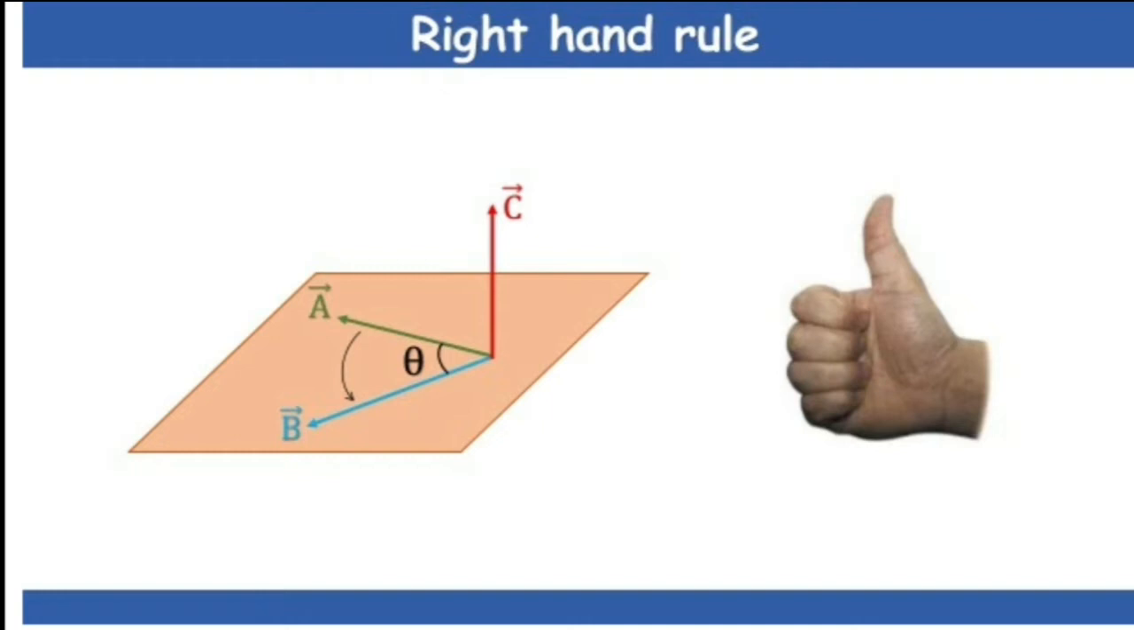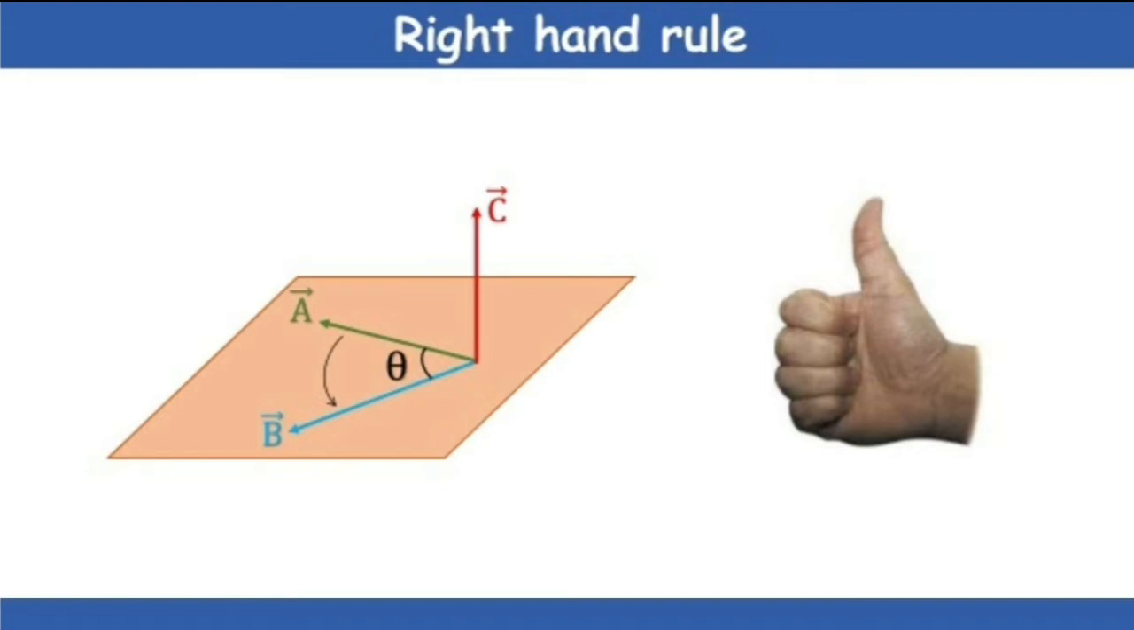If we find vector B cross vector A, in that case we have to sweep the fingers from B to A. In that case, thumb shows downward direction. So the direction of vector B cross vector A is perpendicular to the plane downwards. That means into the plane. Vector A cross vector B will be out of the plane. Vector B cross vector A is perpendicular to the plane, into the plane.